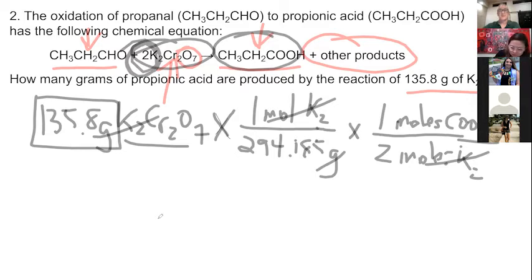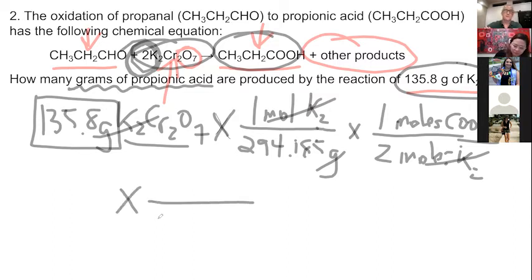But the problem is I wasn't asked how many moles of propionic acid are produced. I was asked how many grams of propionic acid are produced. So I need one more thing to calculate. What's the last thing I need to calculate? The molar mass of propionic acid. Exactly. And so I won't go through this one again with you because hopefully you know what you're doing by now.